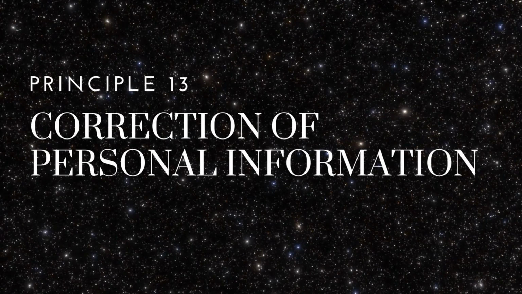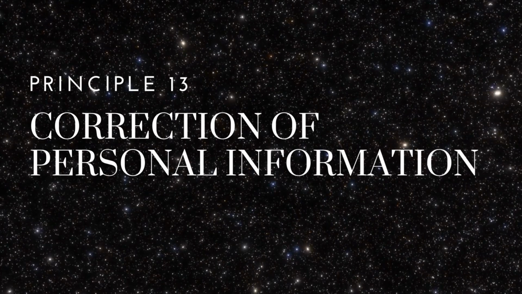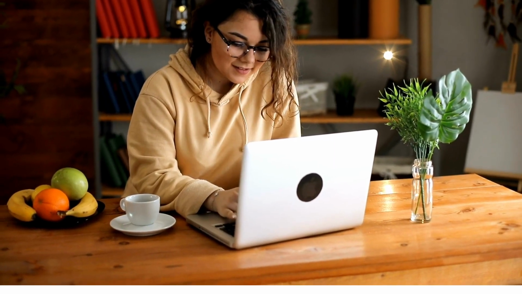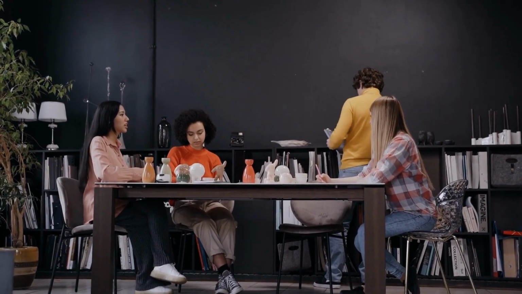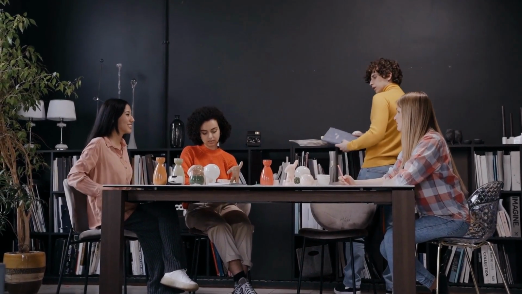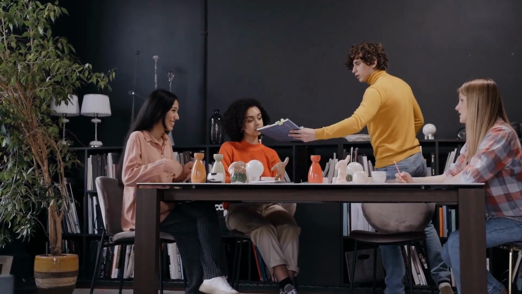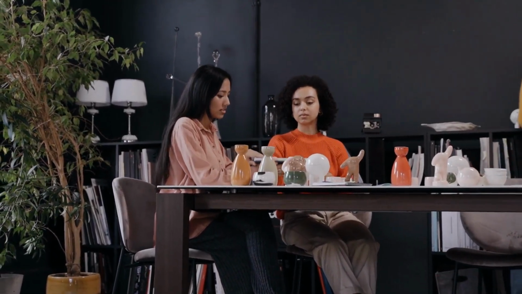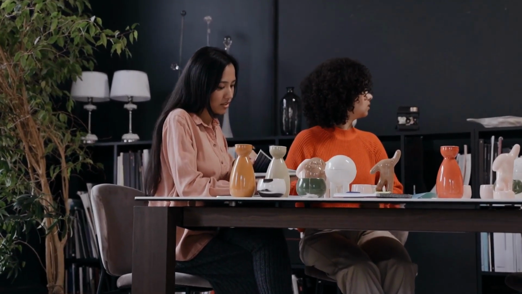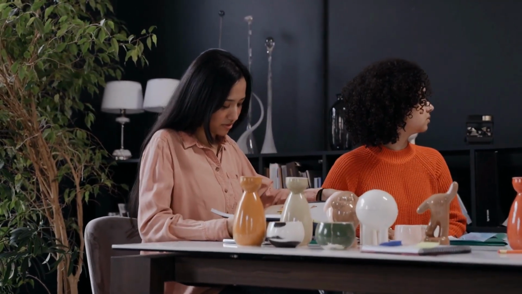And finally, Principle 13, correction of personal information. Principle 13 requires organisations to take reasonable steps to amend personal information. This includes them having to be up to date, complete, relevant, and accurate data. To comply with Australian privacy principles, businesses should take the following steps. Firstly, they should develop a privacy policy. Businesses should develop a privacy policy that outlines how they collect, use, and disclose personal information.